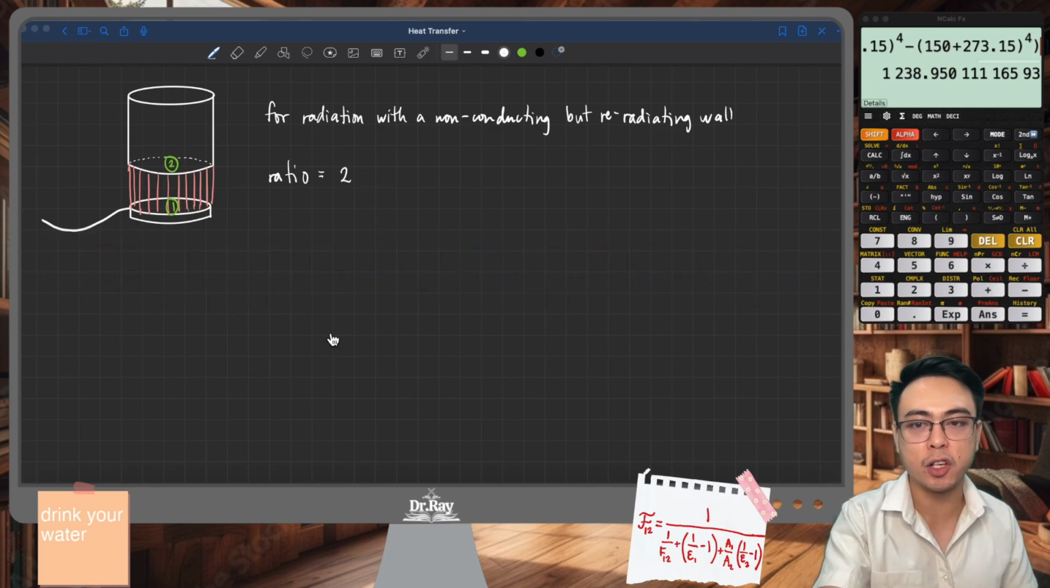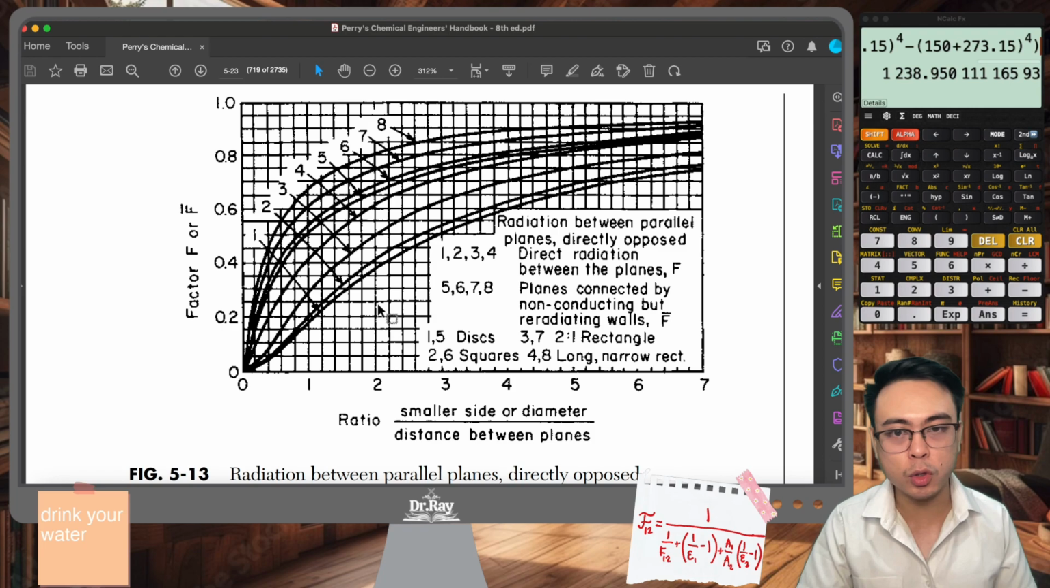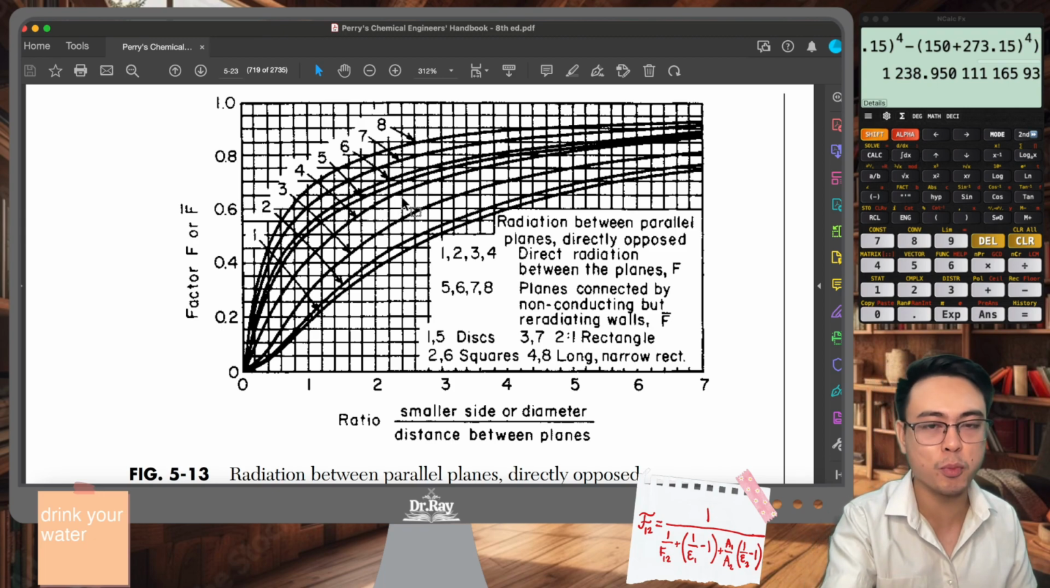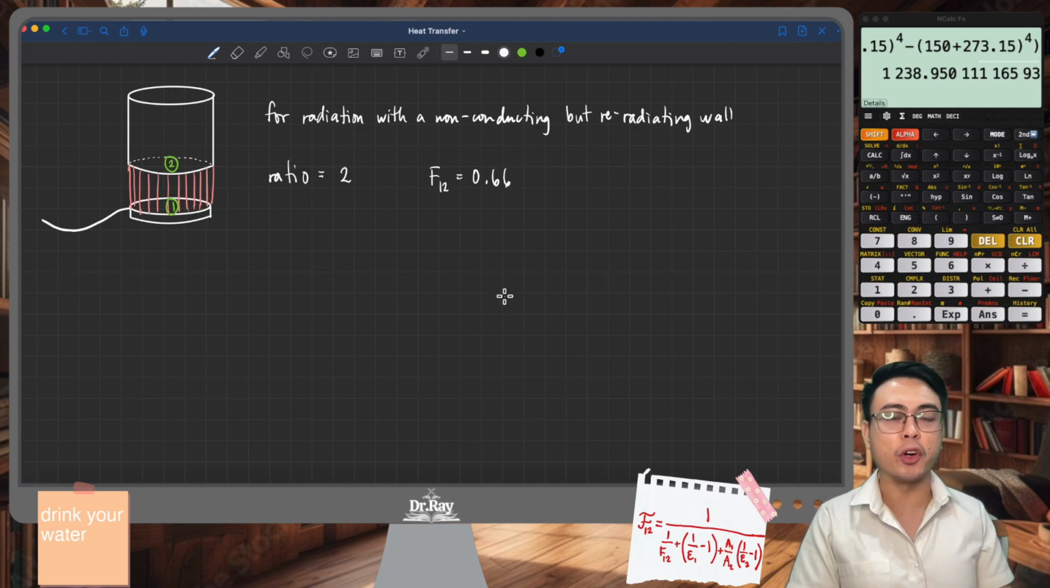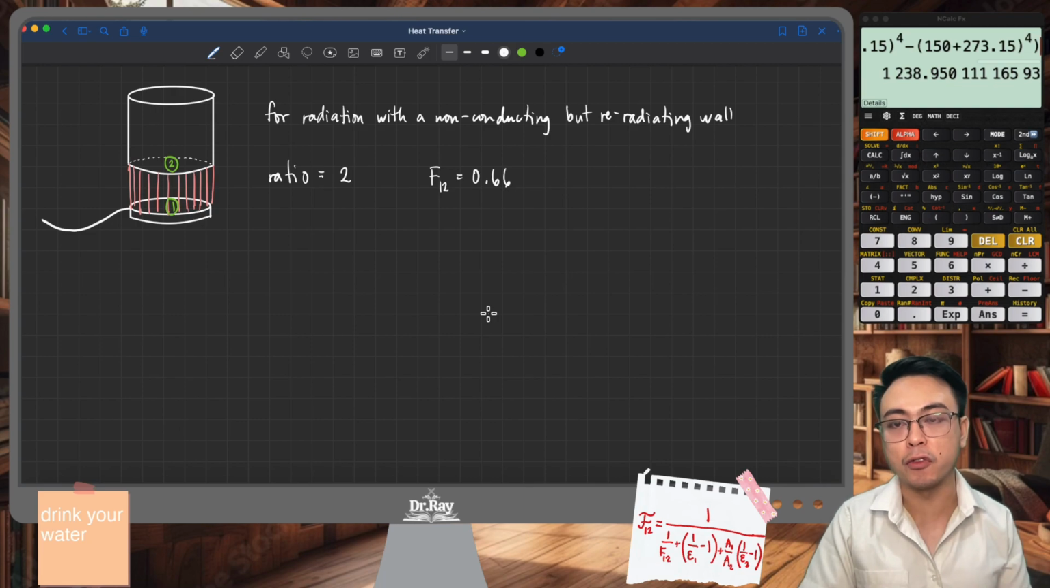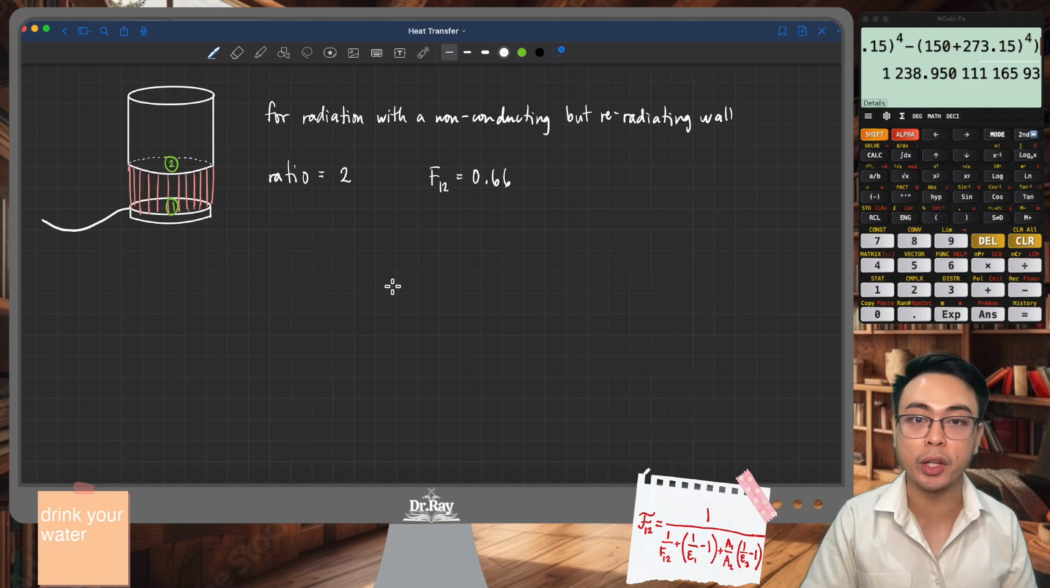And if you take a look at the figure, for a ratio of 2, and for curve number 5, this is 1, 2, 3, 4, 5. Curve number 5, this is where you can read the view factor. It's somewhere right here. This is 0.6, 0.7. It can be taken as 0.66. It's not quite equal to 0.65. So let's use 0.66. The new view factor, F12, is 0.66. Now, you don't have to worry about F13 or the view factor to the surroundings because we are not doing that anymore.